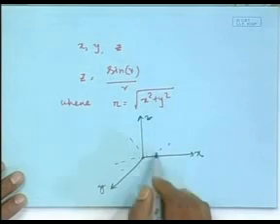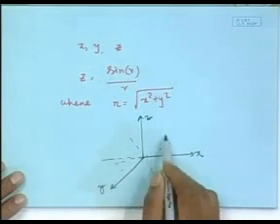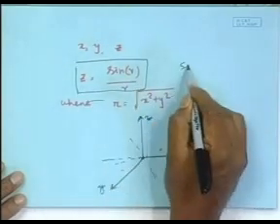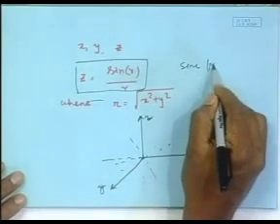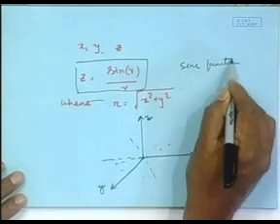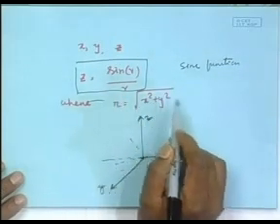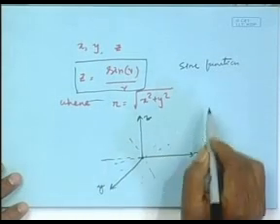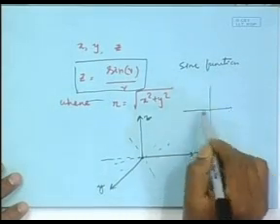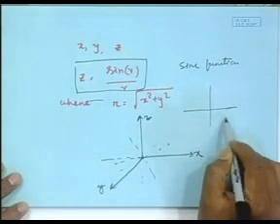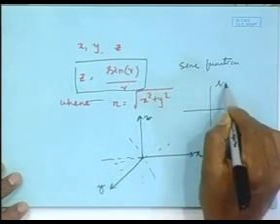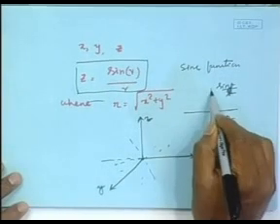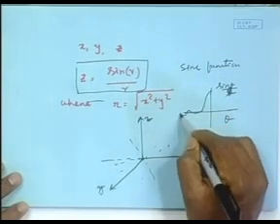So at every point I shall find out this function, and this is called the sinc function. This is actually sine theta by theta in one dimension. So in one dimension, how does this function look? If this is theta, this is sine theta by theta. At theta equal to 0, this is 1. So it looks like this.